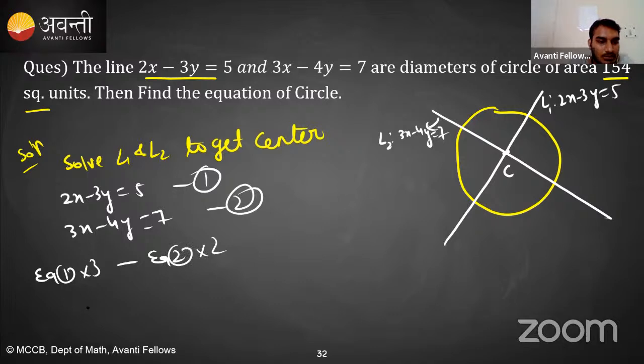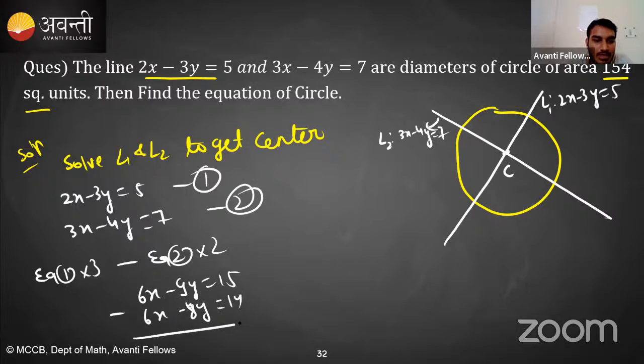तो इक्वेशन 1 को मल्टीप्लाई करो 3 से, सो 6x माइनस 9y इज इक्वल टू 15. इक्वेशन 2 को 2 से मल्टीप्लाई कर दो, 6x माइनस 4y इज इक्वल टू 14. सो सब्ट्रैक्ट कर दो, दिस माइनस दिस 0, माइनस 5y इज इक्वल टू 5. तो y इज इक्वल टू -1.